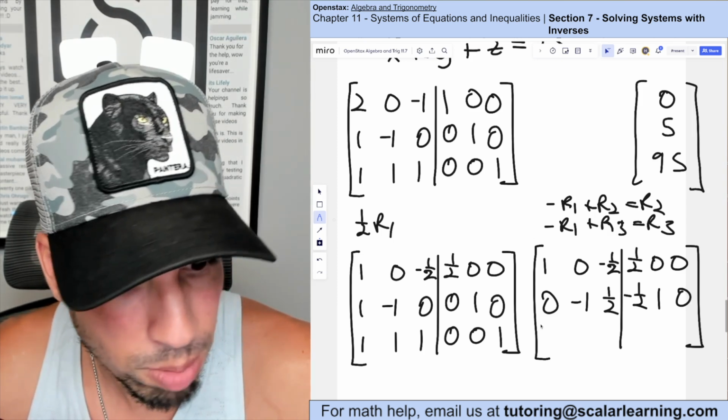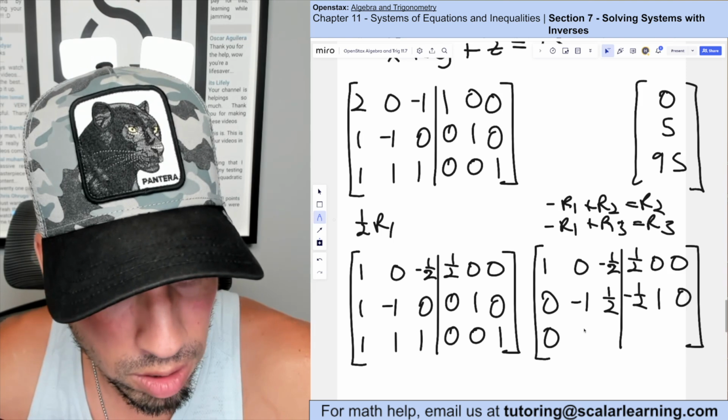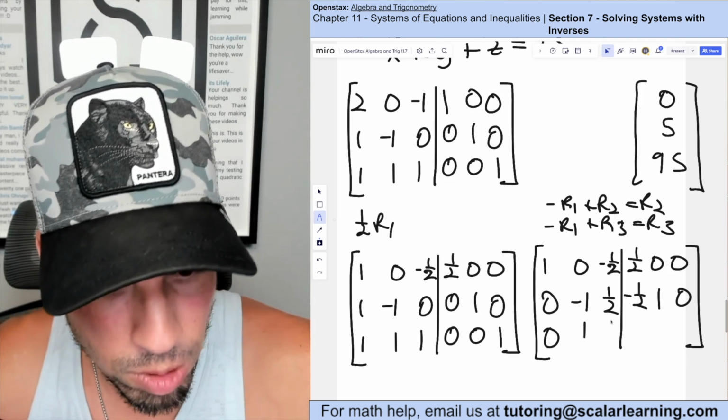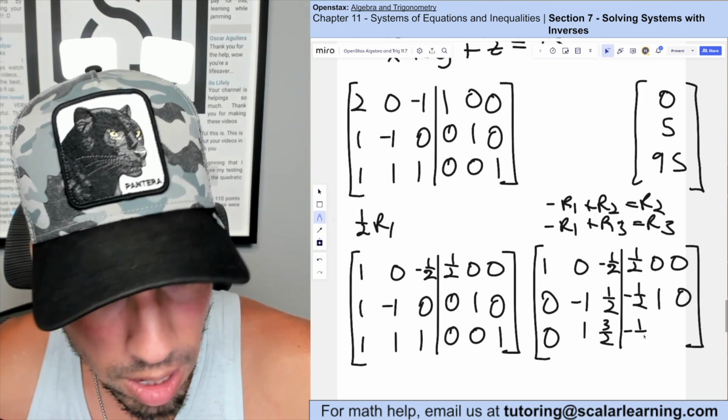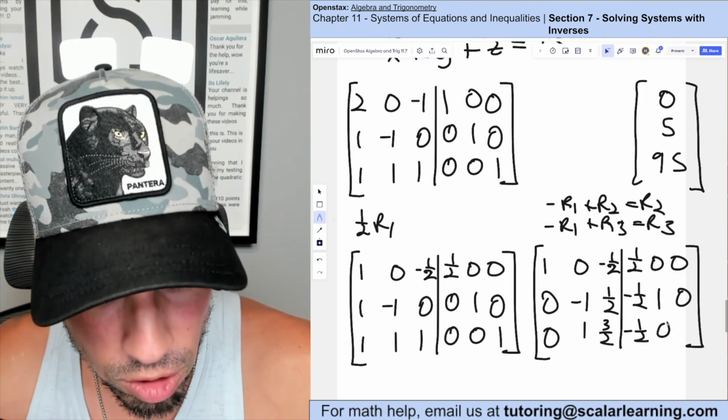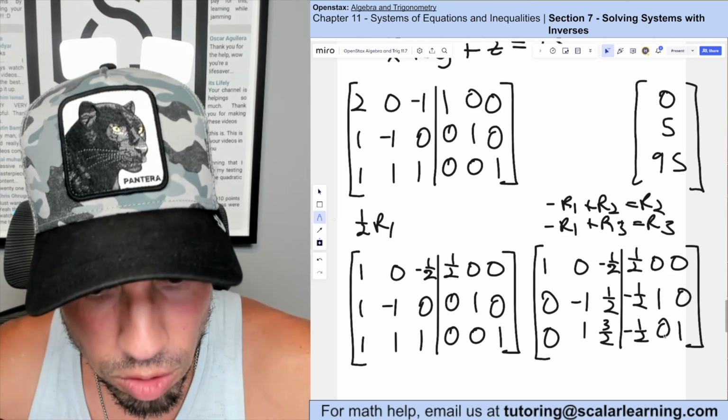Now we have -1 plus 1 is 0. 0 plus 1 is 1. Positive 1/2 plus 1 is 3/2. Then we got -1/2 plus 0 is -1/2. 0 plus 0 is 0. 0 plus 1 is 1. Great. So look at this.